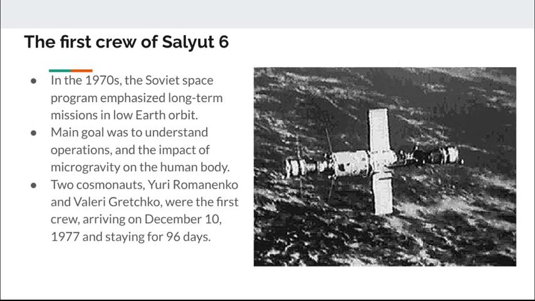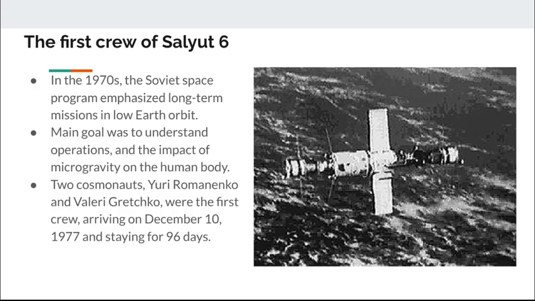Now, the Soviet space program in the 1970s had shifted away from trying to get to the moon. The space race was already over. And so the Soviet space program was emphasizing long term missions in low Earth orbit. The main goal for the program was to understand space operations and the impact of microgravity on the human body over the long term. There was a series of space stations called Salyut.